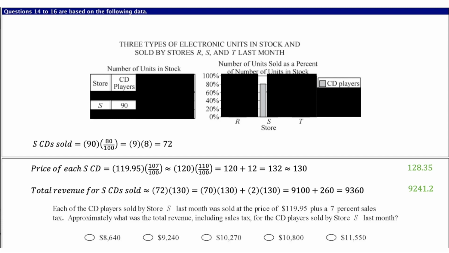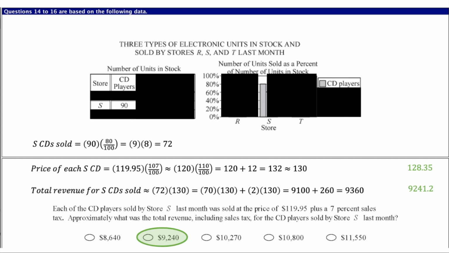7 times 13 gives us 91. Throw those two zeros on, gives us 9,100. 2 times 130 gives us 260. Add those together, we get 9,360. Now, looking at our answer choices, we see that that's really, really close to B. And we remember, we thought that 130 might be a little bit too high. So this actually aligns perfectly with that logic we were going for, and we can go ahead and safely pick B as our answer without using the calculator once.